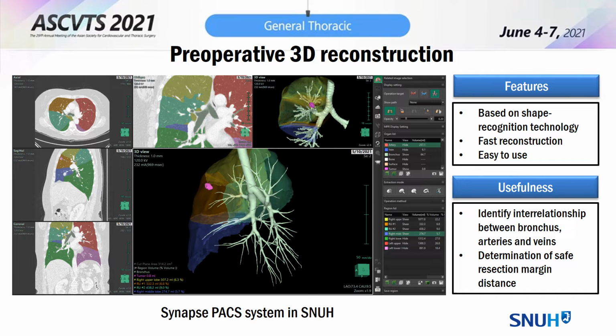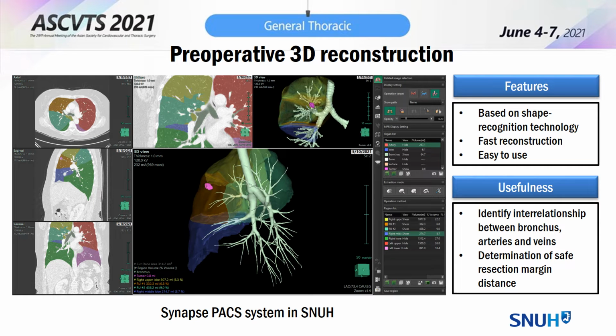This is one of the examples that we are using in our hospital, the Synapse PACS system. This system is based on shape recognition technology, like face recognition in AI technology. And among the other advantages, this system makes a very fast reconstruction. Just 5 or 10 minutes, it can reconstruct all the 3D reconstruction images.